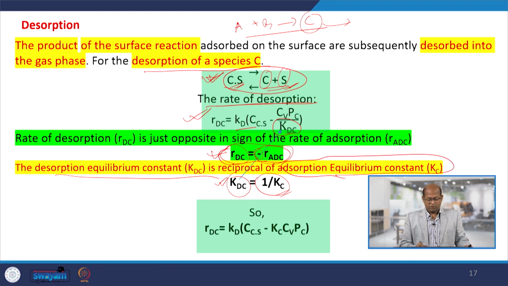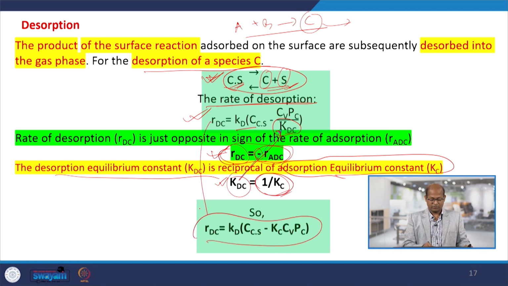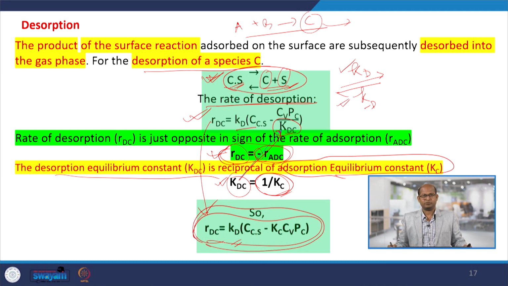Now we can substitute KDC in terms of 1 by Kc, so these equations we can write this way. RDC, the rate of desorption, equals Kd, small kd, the rate constant of the forward reaction, and Kd minus d is the backward reaction rate constant. So this is the forward reaction rate constant and the backward reaction rate constant. So the rate of the desorption reaction we can write this way.